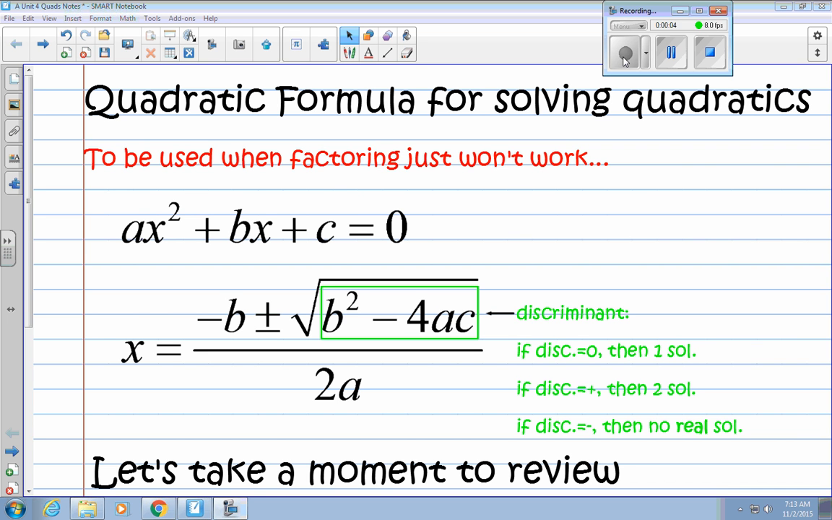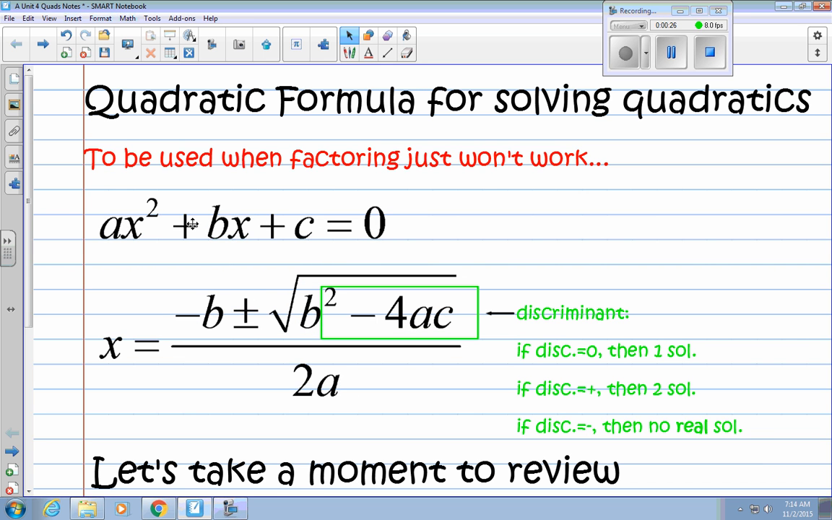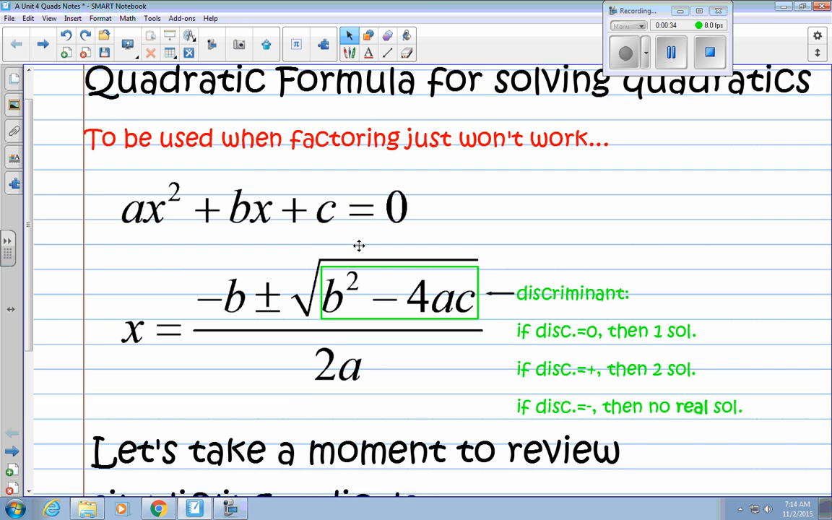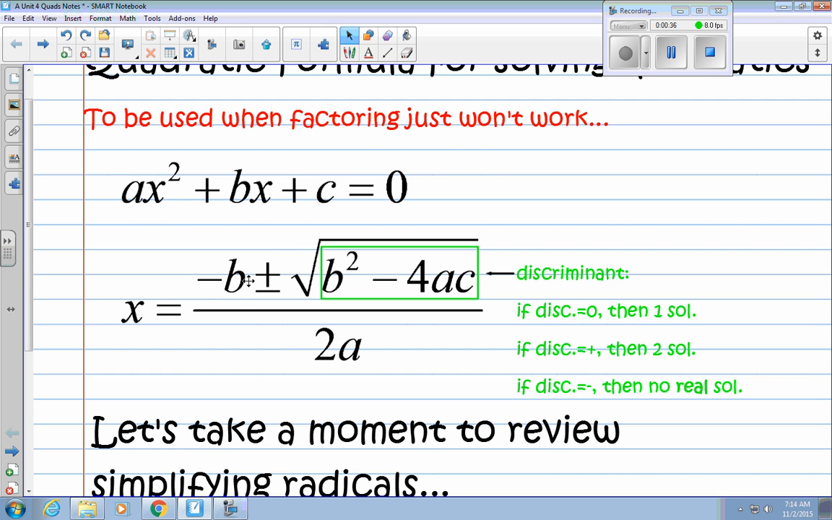We are talking about the quadratic formula for solving quadratics, and hopefully this is just a review for you guys. When we have a quadratic that just won't factor, it's impossible to factor, we have a second mode of solving called the quadratic formula. When you have your quadratic in standard form, ax squared plus bx plus c, then we can solve for our x by plugging into this formula right here.